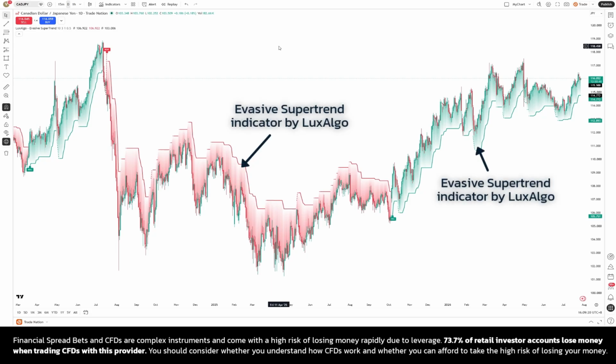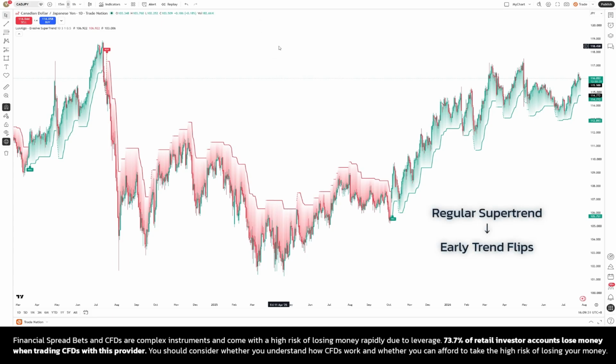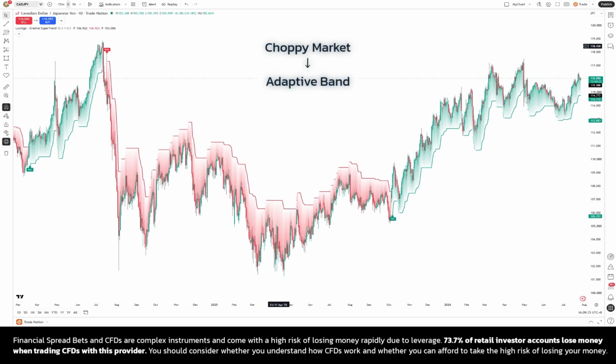LuxAlgo's Evasive SuperTrend Indicator is designed to read trend direction while reducing some of the noise that can affect a standard supertrend. The main idea is simple. A regular supertrend can flip when price gets too close to its volatility band. This version tries to give the trend more room when price action becomes choppy.